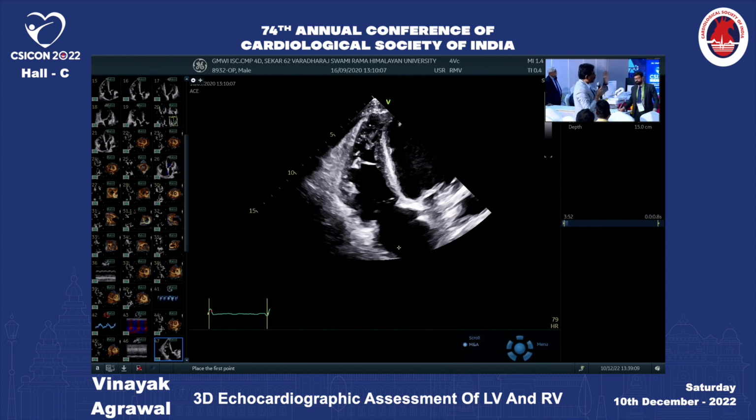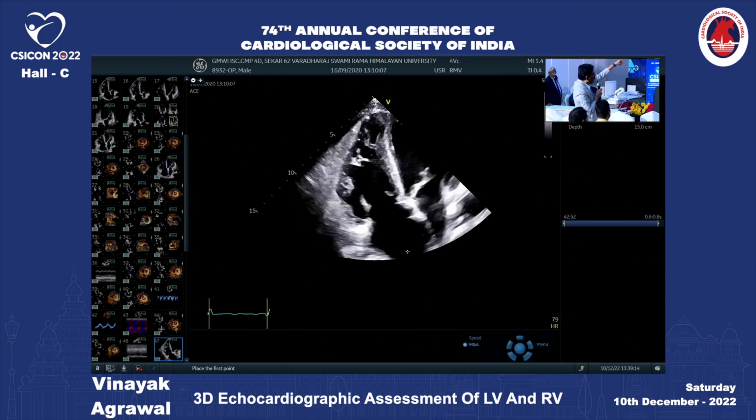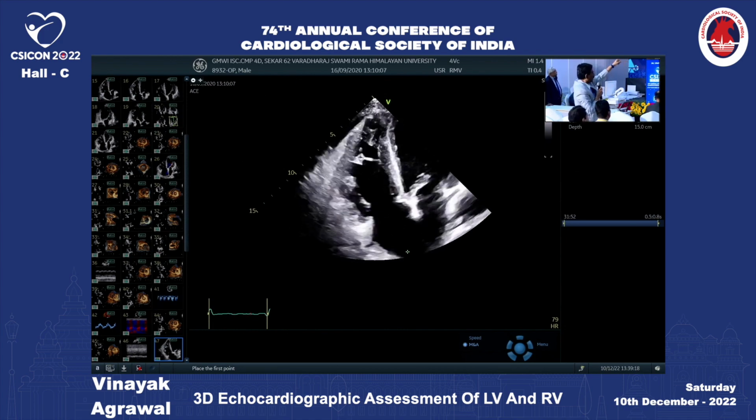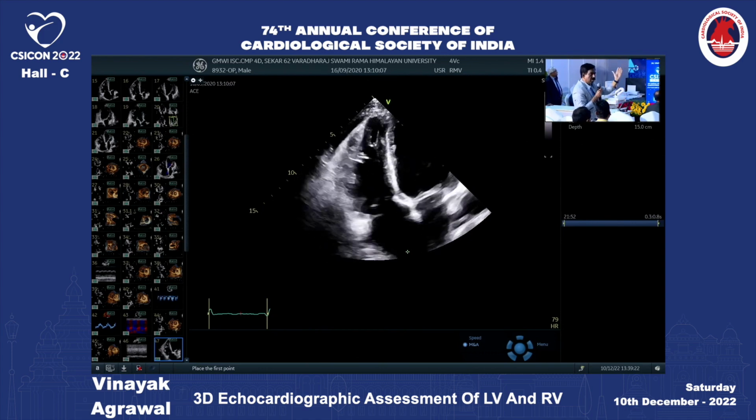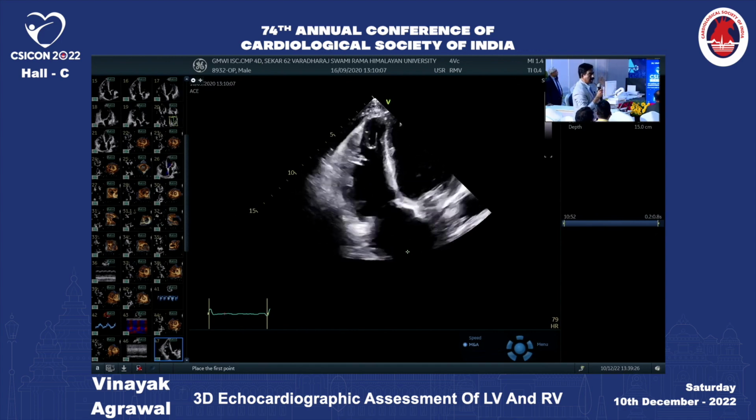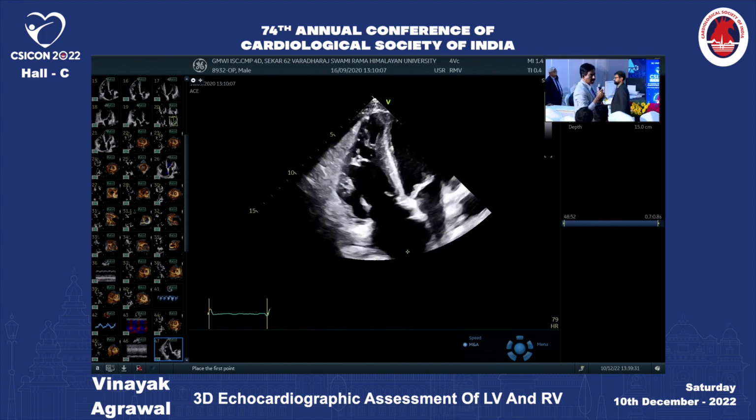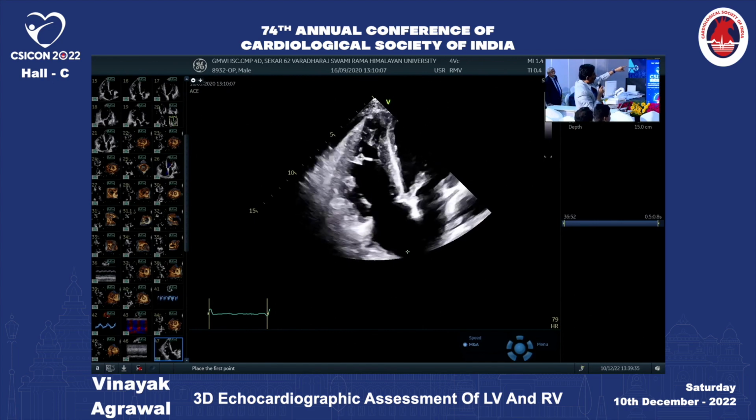How do we know whether this focused view is correct or not? The LV apex should be at the top of the sector, and the entire interatrial septum and interventricular septum should be in the oblique position, so that the maximum RV volume will be visualized. So these are the three steps.